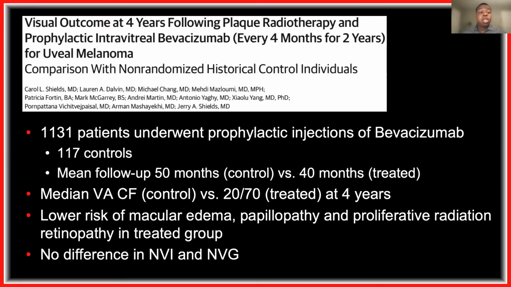Now, while there is a lower risk of macular edema, papillopathy, and proliferative radiation retinopathy, there was still a similar development of neovascularization of the iris and glaucoma over time. There's also the possibility that if you're following patients this closely with intravitreal injections, you might not only be reducing the risk by treating prophylactically, you might be identifying patients who develop radiation retinopathy earlier, and therefore you can switch to monthly injections or other things at an earlier time frame. And so it's hard to tell what the exact benefit is, but it does seem like it helps.